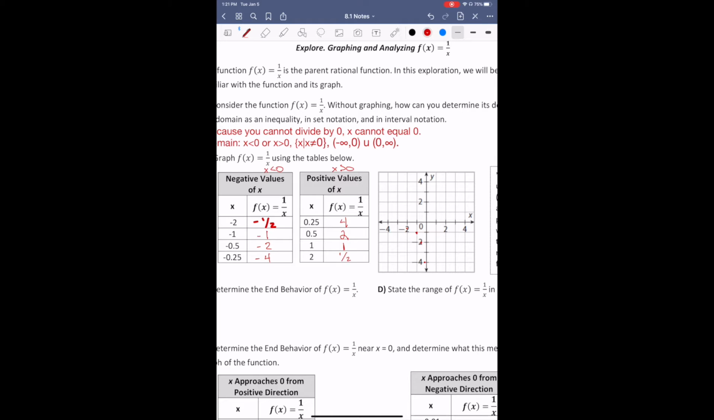So you can see my points. And then on the other hand, we have 0.25, 4, 0.5, 2, 1, 1, and 2, 1/2. Now you can kind of see what's happening here. As we approach 0, if you look at the dots, they're getting closer and closer to 0, but they are not going to ever cross 0. And same thing happens on the x-axis. As you can see, it's coming down, and it's not touching that line.